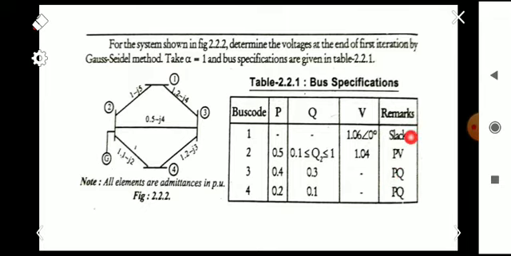Bus 1 is a slack bus, so its voltage is specified, and bus 2 is a PV bus, that is a generator bus, whose P and V values are specified, and they have given the limits of reactive power Q for the generator bus. The other 2 are PQ buses, that is load buses, where the P and Q values are specified. We have to find the first iteration voltages at these 4 buses.